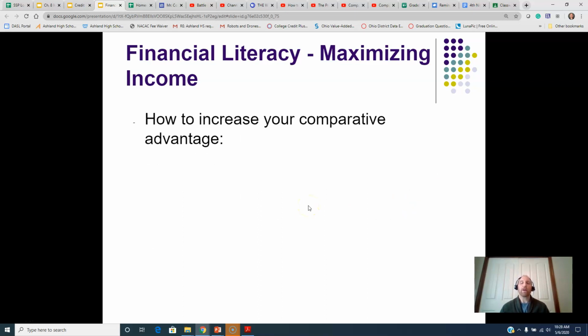So this is where the practical application of this lesson comes into play. How do you increase your comparative advantage? I'm probably not telling you anything you don't already on some level understand. You want to get super good at something. If you're better at something than others, you're going to get paid more for doing it. So how do you do that? How do you increase your comparative advantage? You want to specialize in something.